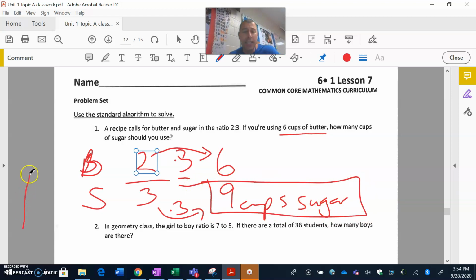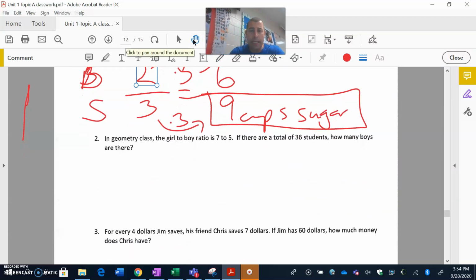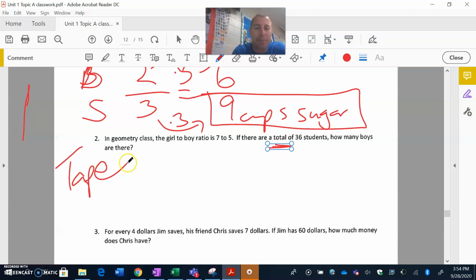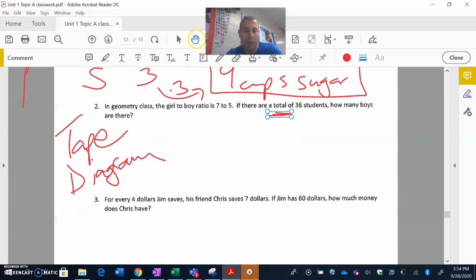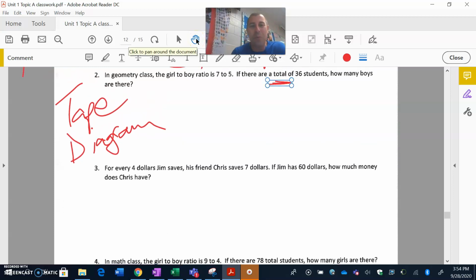Okay, so here's the thing though. As we go a little bit further here, I don't recommend this technique in all situations. Like, hey, check this out. Total shown up here. Total, I'm going tape diagram. Absolutely I am. So this is going to be a tape diagram question. I do want you to use a tape diagram to solve this particular one. All right. Let's go down a little bit further here. Jim has 60. This is one where I do want you to use that algorithm technique.